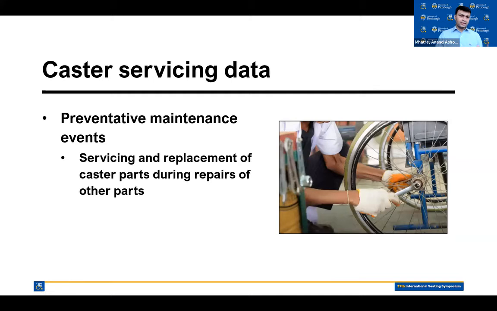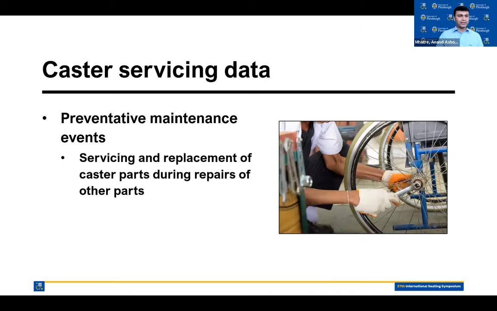And lastly, there is another data point that we collected, which is about caster servicing or caster maintenance. And so these are preventative maintenance events. Specifically, these are service events. If you've been in the wheelchair world, we know that preventative maintenance is not covered by insurance. So when have these events happened?